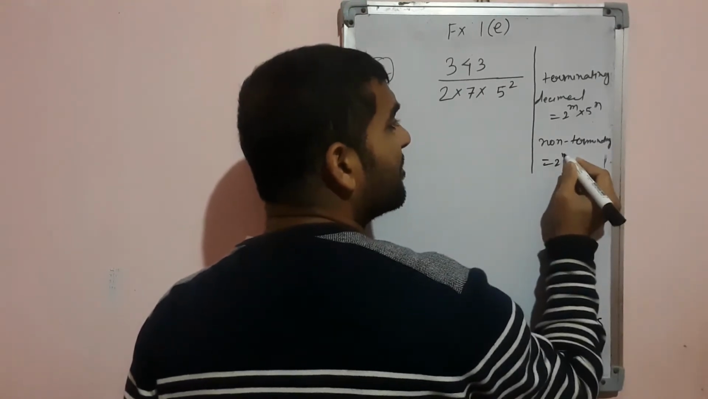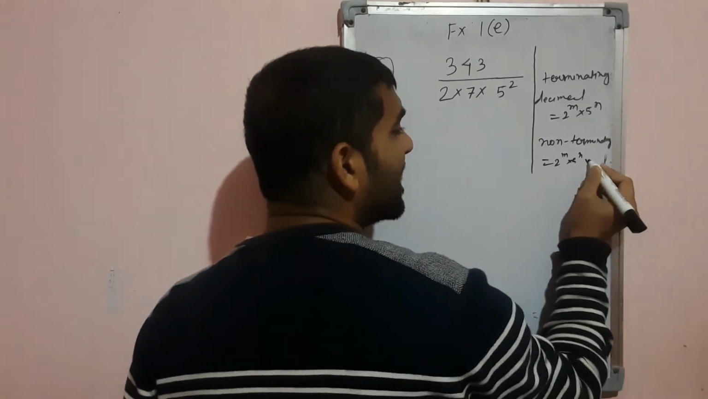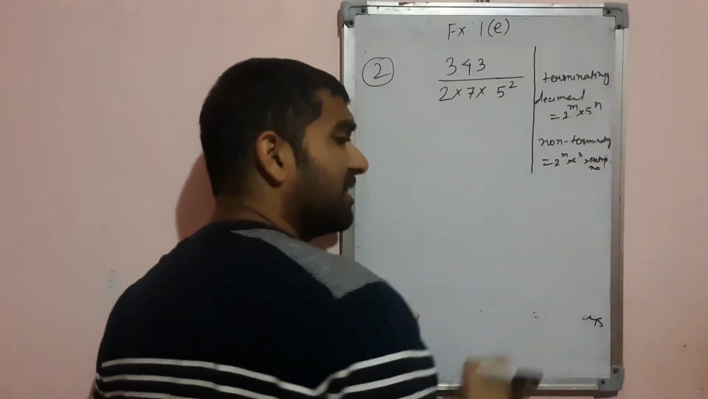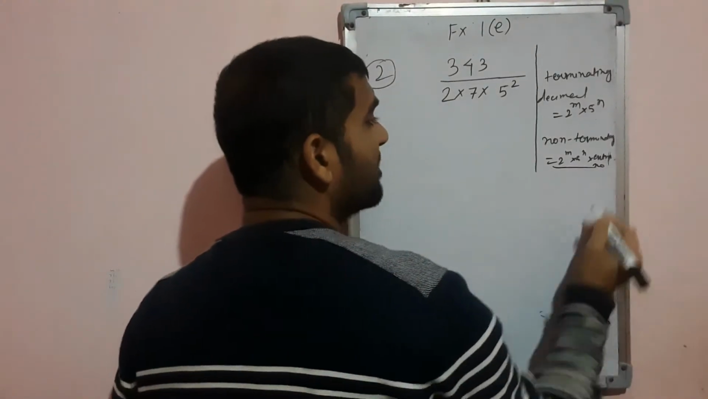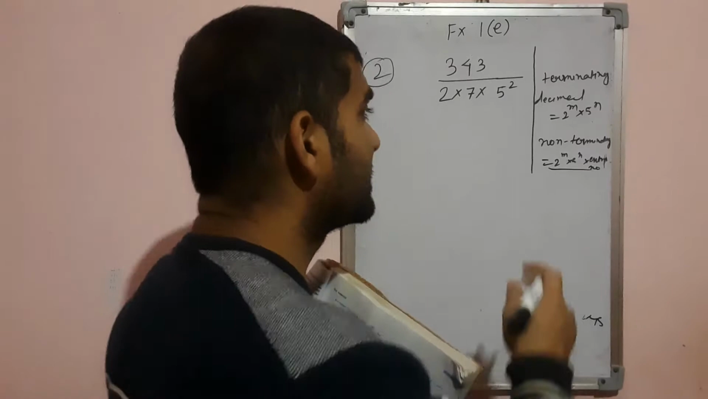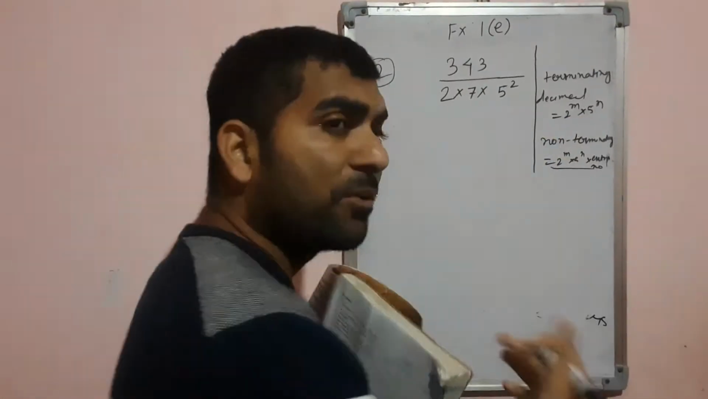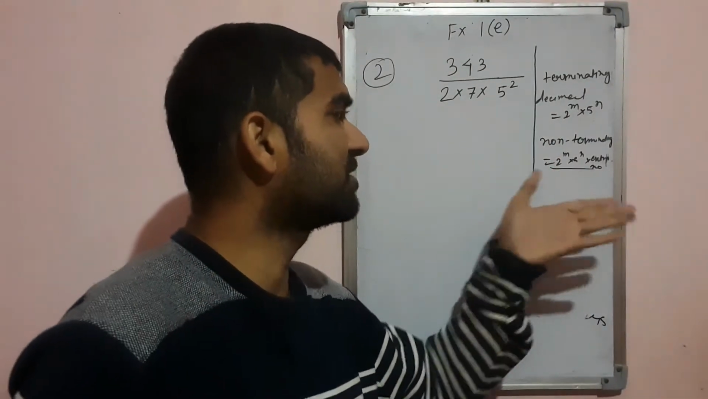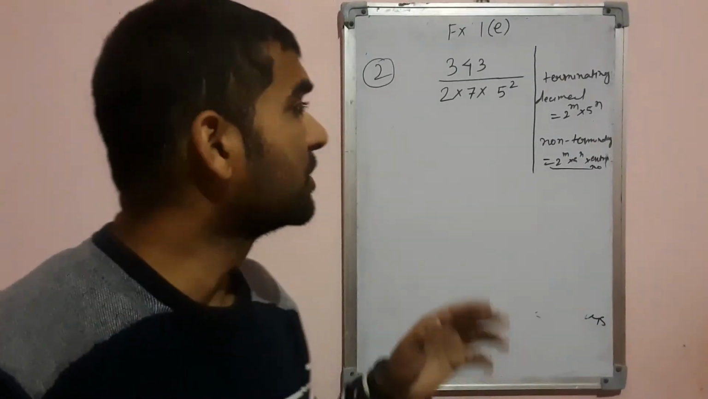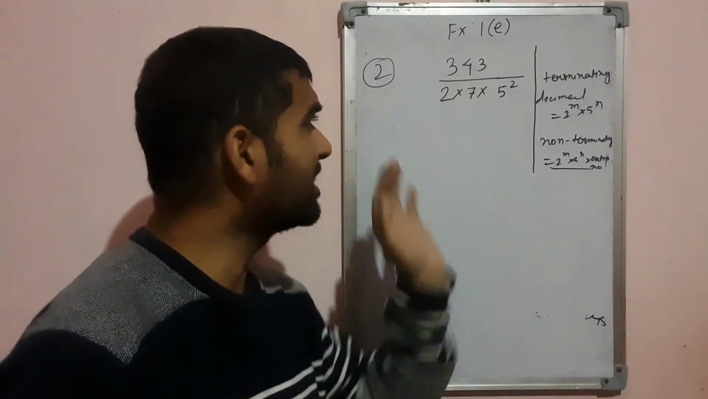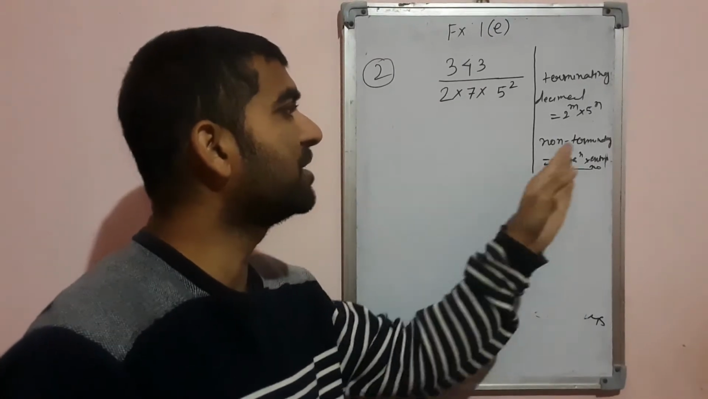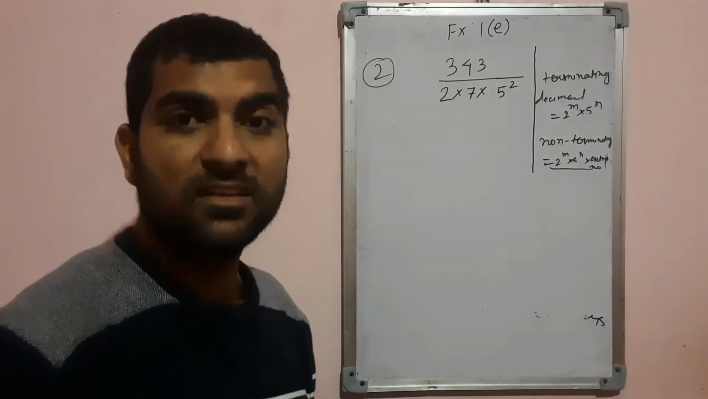2 power m into 5 power n, and we may have an extra number here. This is not just for concept, I am writing this. If you see a number other than 2 and 5, you will say non-terminating. So this is the hint: for non-terminating you may have an extra number other than 2, 5. Let us see here. By looking at this question, you will see that it is non-terminating. Why? Because 7 is an extra number.